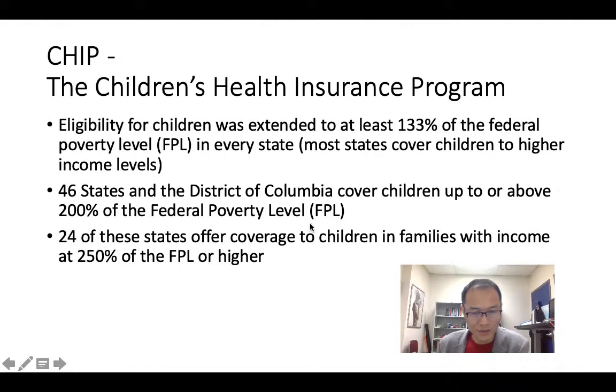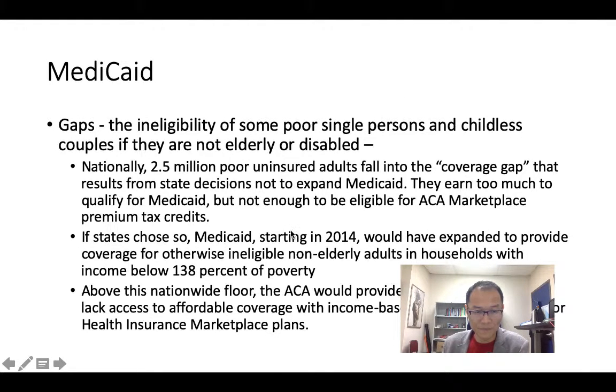All right, here's the nice part. The federal level requires at least 133% of the FPL. 46 states and the District of Columbia cover children up to or above 200% of the FPL. And 24 of these states offer coverage to children in families with income at 250% of the FPL or higher. So like I said, it's all different, and the disparity across states is pretty staggering. I'll show you guys later.